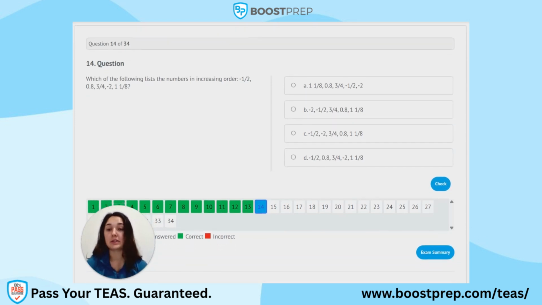Which of the following lists of numbers is in increasing order? Negative 1/2, 0.8, 3/4, negative 2, 1 1/8. A, 1 1/8, 0.8, 3/4, negative 1/2, negative 2. B, negative 2, negative 1/2, 3/4, 0.8, 1 1/8. C, negative 1/2, negative 2, 3/4, 0.8, and 1 1/8. Or D, negative 1/2, 0.8, 3/4, negative 2, 1 1/8.